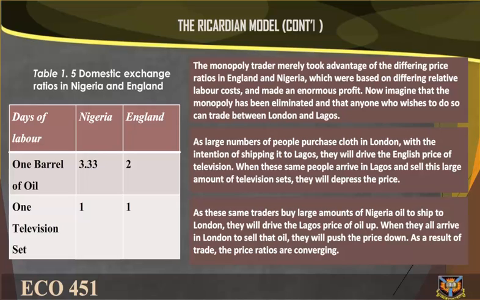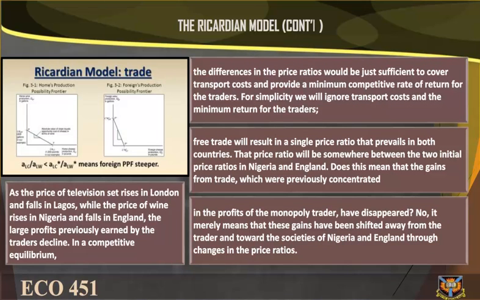As a result of trade, the price ratios are converging. As the price of television sets rises in London and falls in Lagos, while the price of oil rises in Nigeria and falls in England, the large profit previously earned by the traders declines in a competitive equilibrium. The differences in the price ratios would be just sufficient to cover transport costs and provide a minimum competitive rate of return for the traders. For simplicity, we will ignore transport costs and the minimum return for the traders.